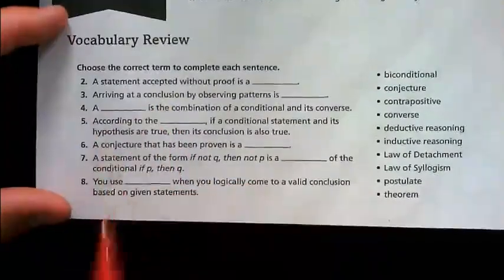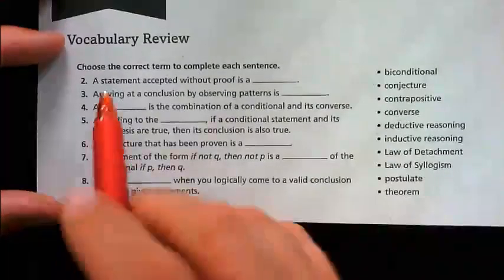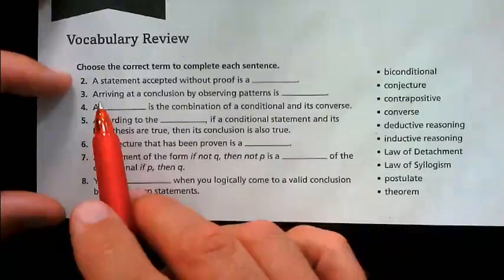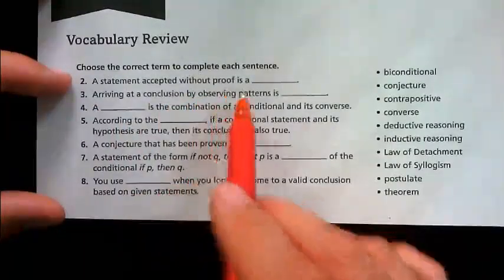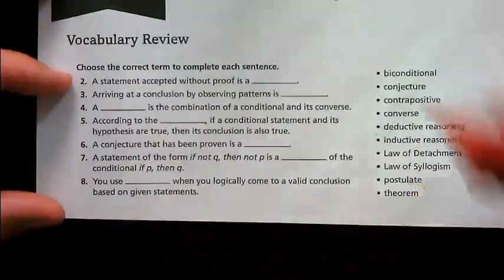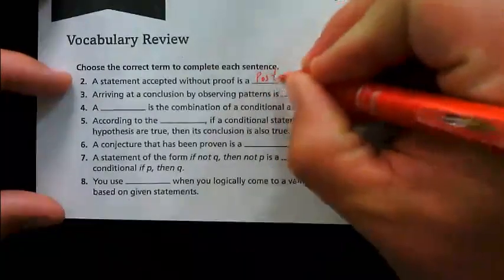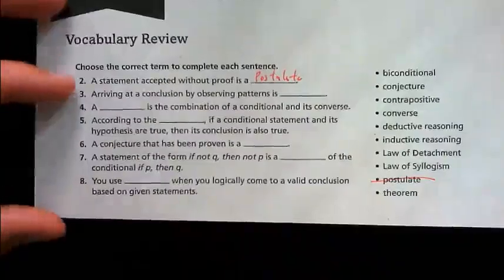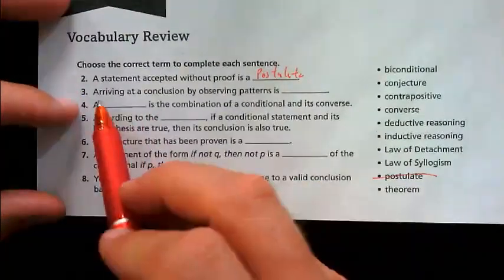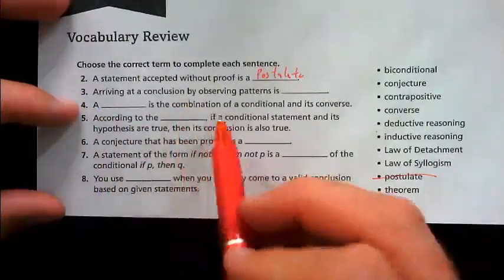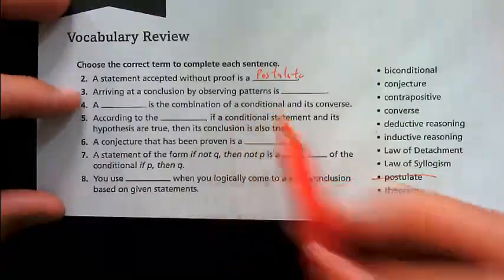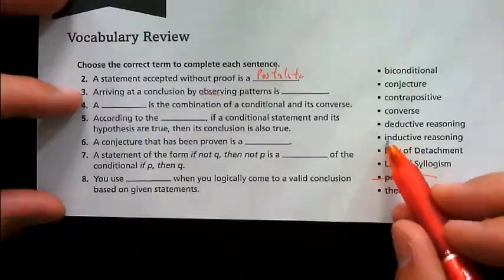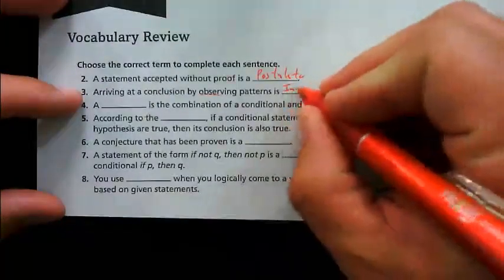Okay. Going through the vocab part of this, starting with number 2, choose the correct term to complete each sentence. So the first one, a statement accepted without proof is a postulate. Again, postulates don't have to be proven, they're accepted as true. Arriving at a conclusion by observing patterns, that would be inductive reasoning. Keyword there, observing, so that's inductive reasoning.